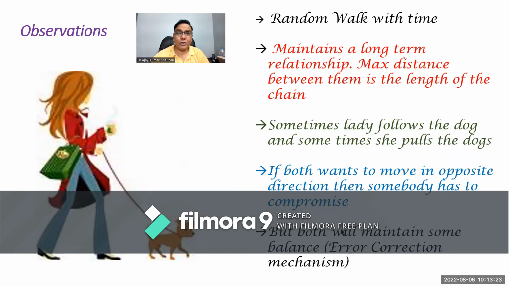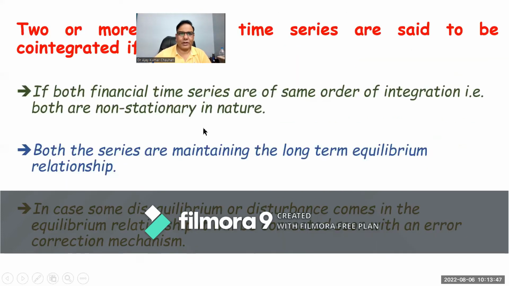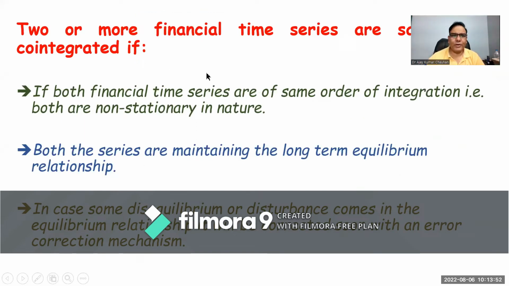So whenever you say long-term relationship between the variables, you have to define what the error correction mechanism in the relationship is. If you don't have any definition or explanation of the error correction mechanism, the long-term relationship is not possible. So these are a few of the observations that we have about the lady and the dog. On the basis of their movement, now we have some conclusions.